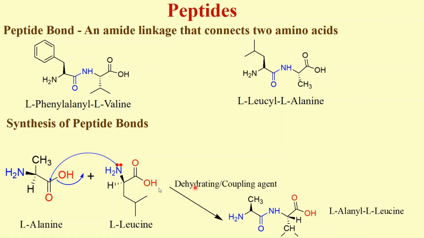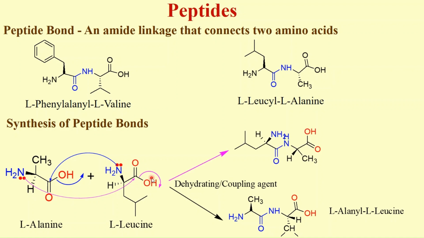To aid this reaction, we use a dehydrating agent, also called a coupling agent, as it couples the two molecules of amino acids. The amino group of alanine attacks on the carbonyl group of leucine, dehydration takes place, and it can give rise to L-leucyl L-alanine. Here, two products can be formed. Or L-alanine NH2 can react with the carboxylic acid of another alanine molecule to give alanyl alanine. Similarly, leucine can react with another leucine. The amino group of one leucine reacts with the carboxylic group of another leucine to give leucyl leucine.